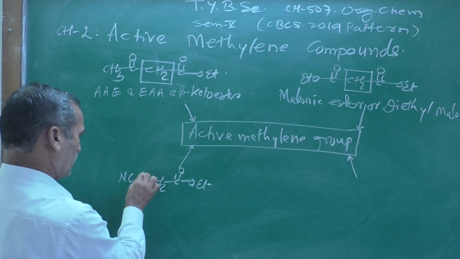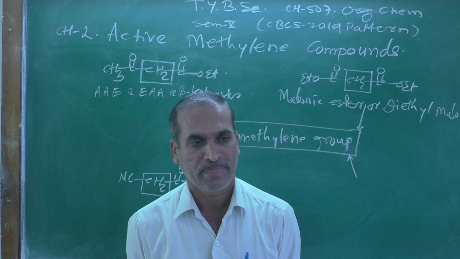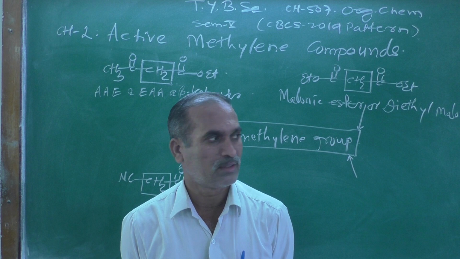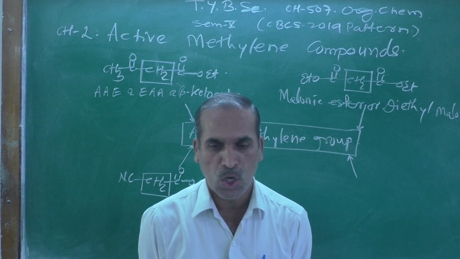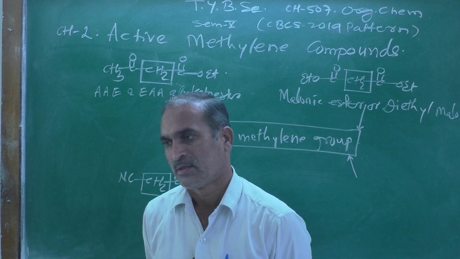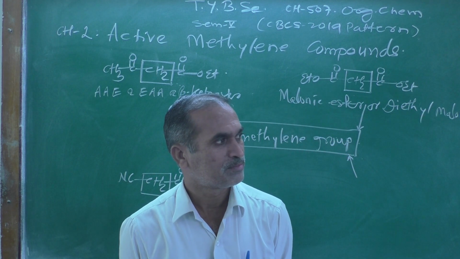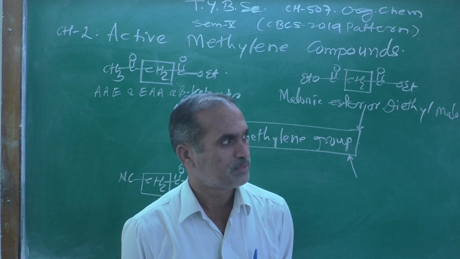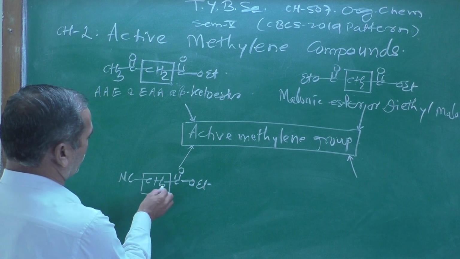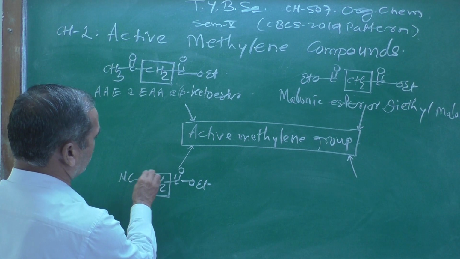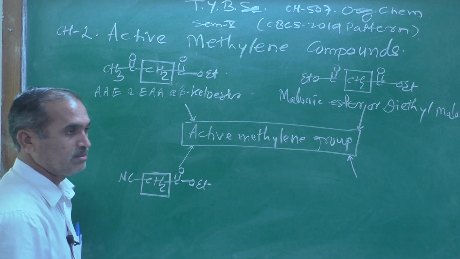CH2, C double bond O, OEt. In our previous lecture we had seen the different electron withdrawing groups which commonly occur in organic chemistry, such as the cyanide group, nitro group, ester group, and aldehyde group. Look once again at the square bracket I am making around the CH2. It means that there is a reactive methylene group.